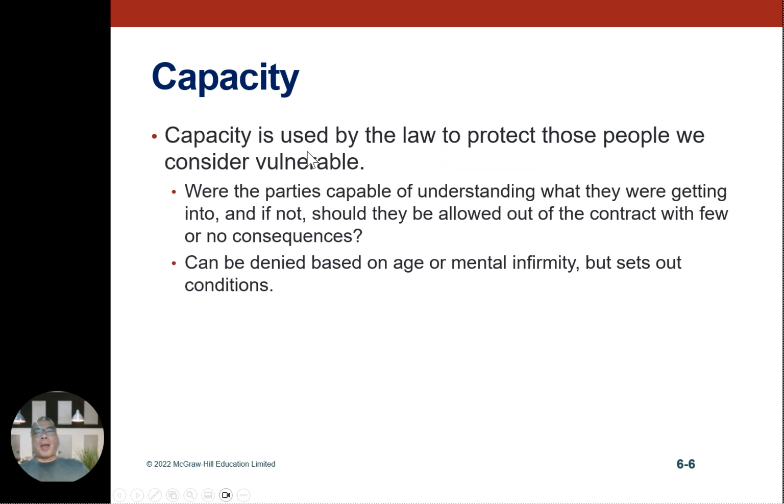Capacity. Capacity is used by the law to protect those people we consider vulnerable. Do the parties understand what they were getting into? If not, should they be allowed out of the contract with few or no consequences? Capacity can be denied based on age or mental infirmity, but on set conditions. Okay, that is capacity.